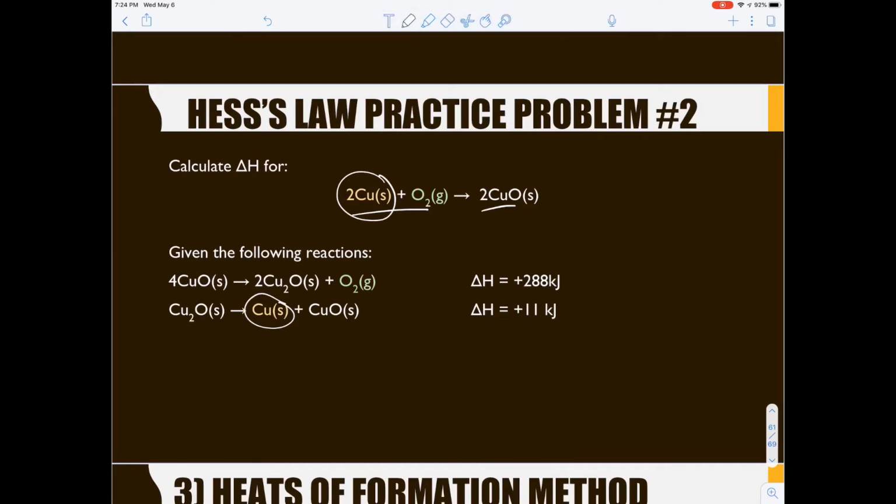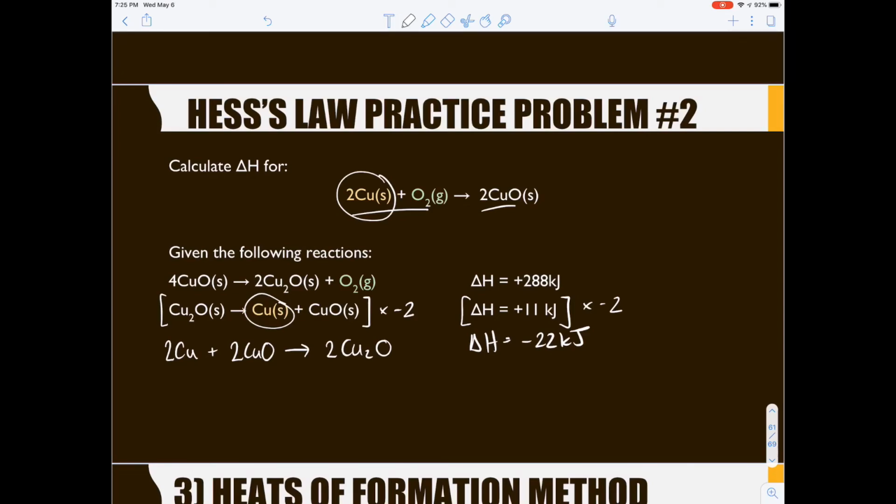Okay, so we need to take this equation, we need to flip it and multiply it by 2. So I'm going to write times -2, and we're going to do the same thing for its H value. Okay, I'll write it out just because we're still learning. 2Cu plus 2CuO, everything gets doubled, goes to 2Cu2O. Okay, and our delta H for that will be -22 kilojoules.